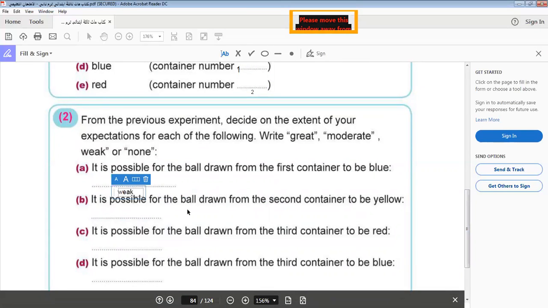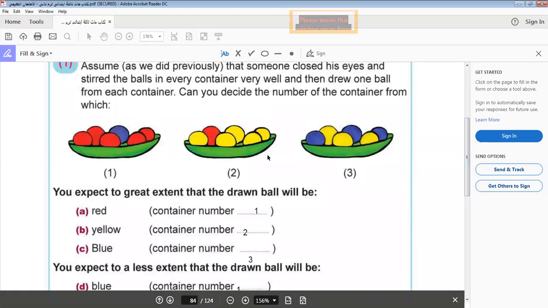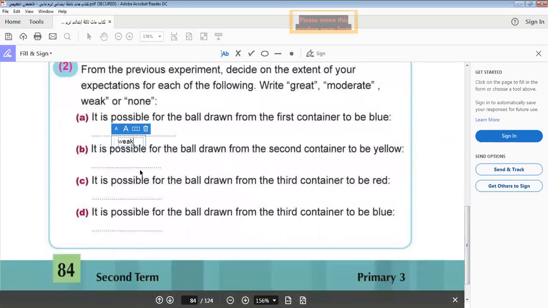It is possible for the ball drawn from the second container to be yellow. How many yellow? Oh, 5 out of 6. So it's great, because the greatest number is the yellow.